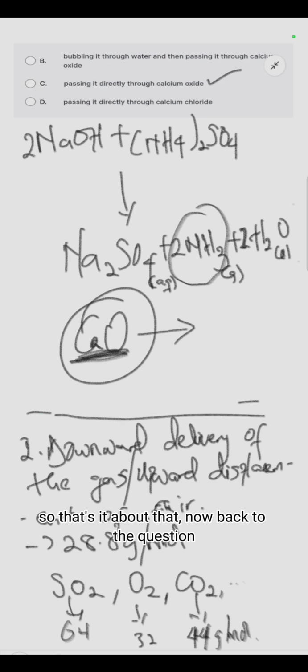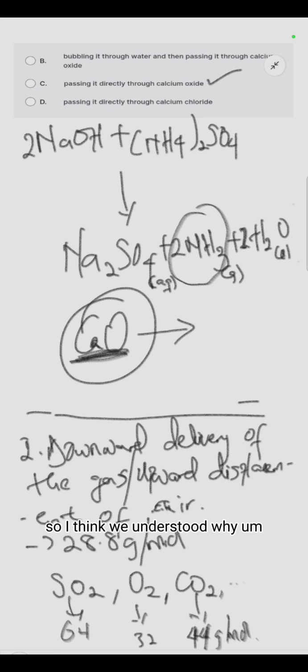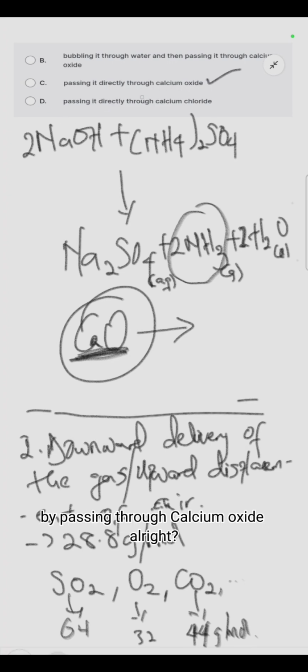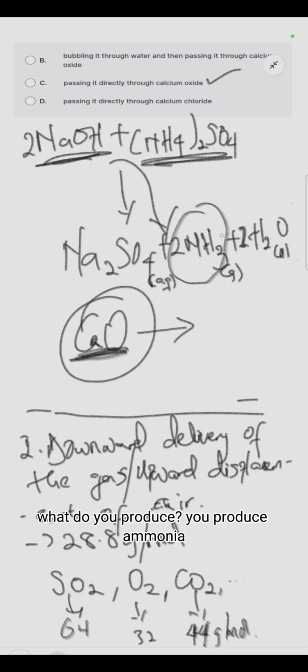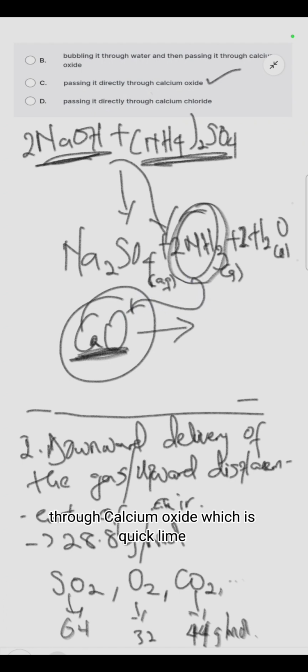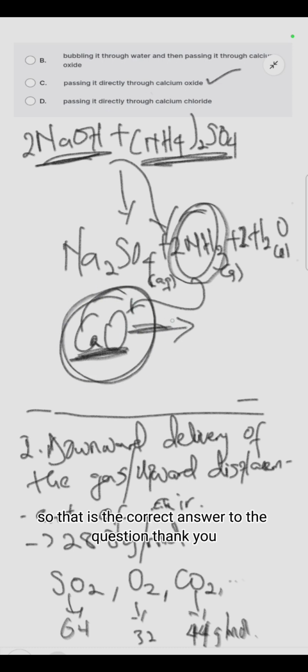Now back to the question. So I think we understood why option C is the correct answer, by passing through calcium oxide. If upward displacement could not have been there, definitely, you would have had two answers in that question, since both can be used for collecting NH3. So in that question, I told you that whenever an ammonium salt and a base is reacting together, you produce ammonia, and ammonia can be collected by passing through calcium oxide, which is quicklime. That's the only drying agent that can actually dry ammonia in the lab. So that is the correct answer to the question. Thank you.